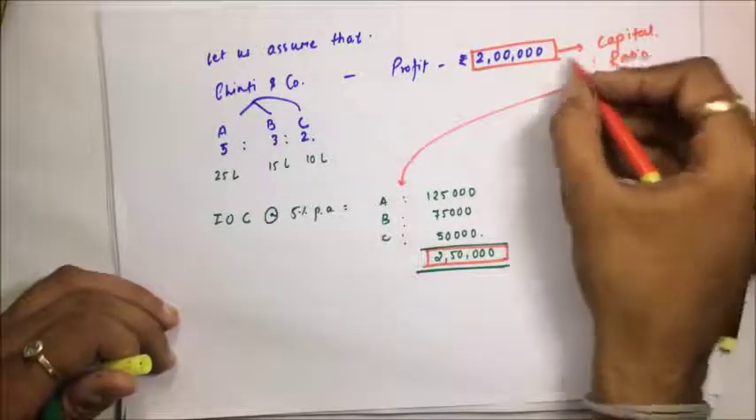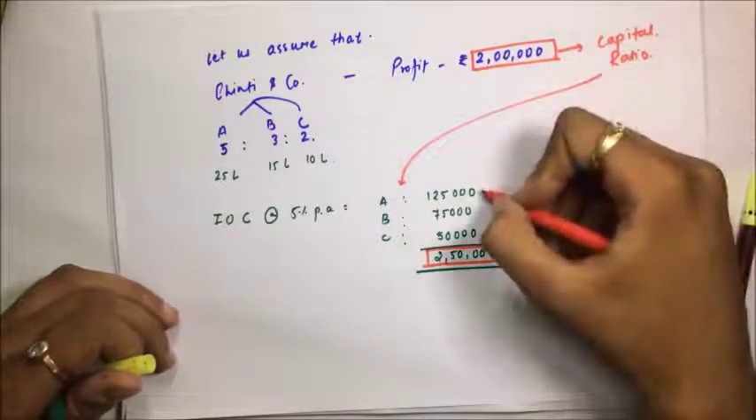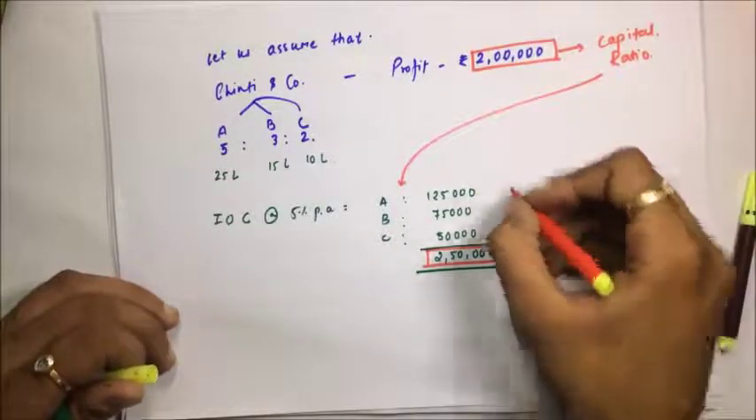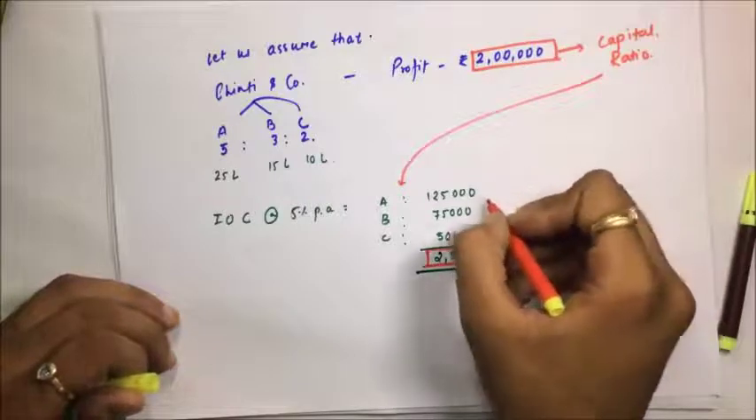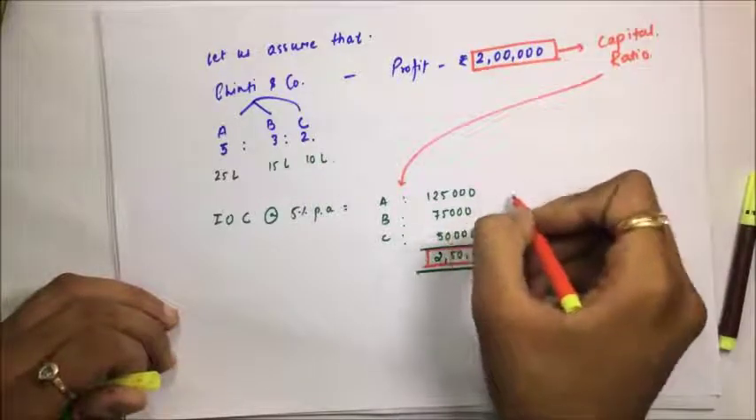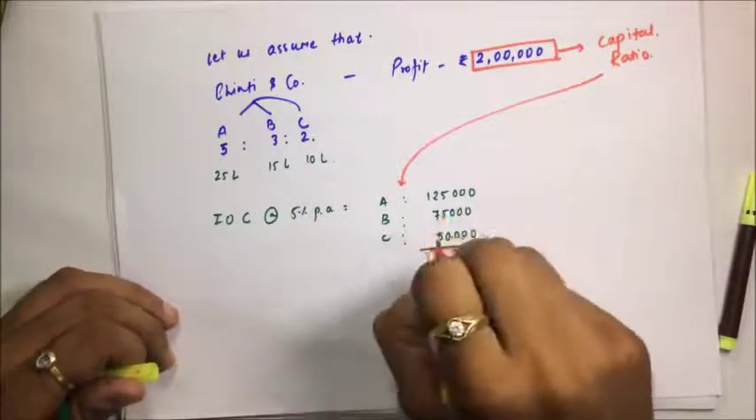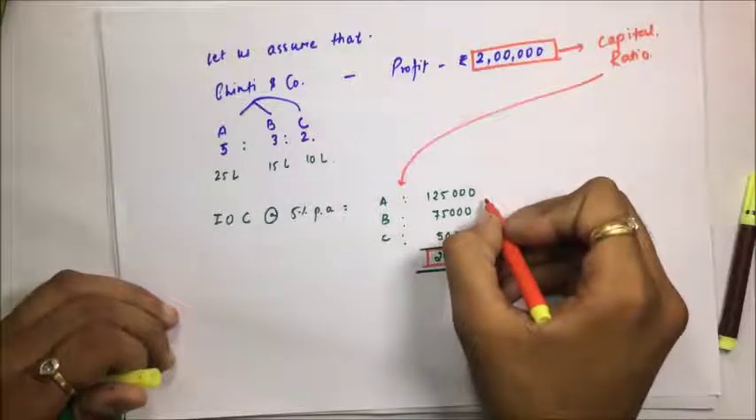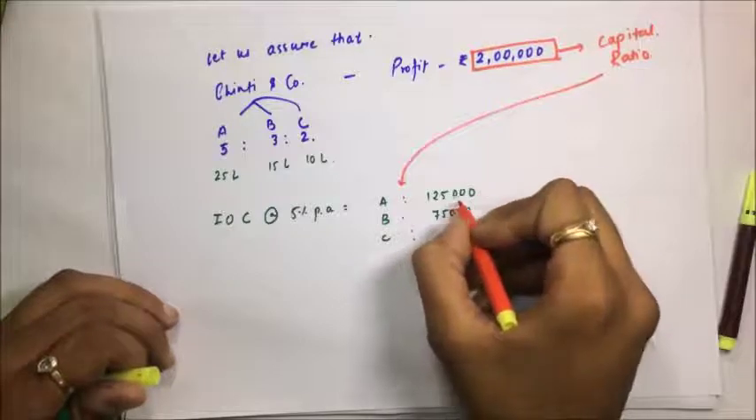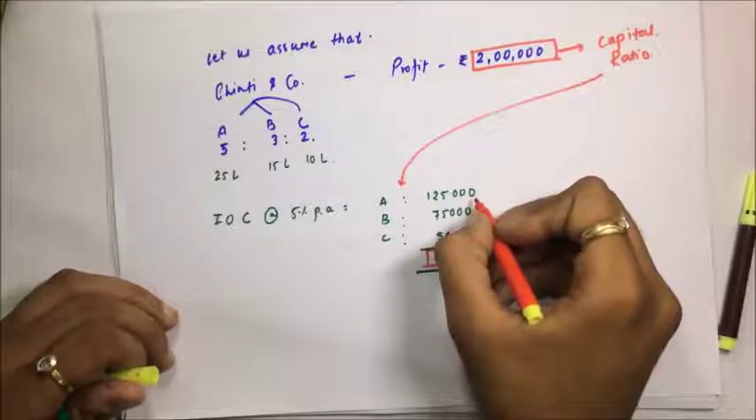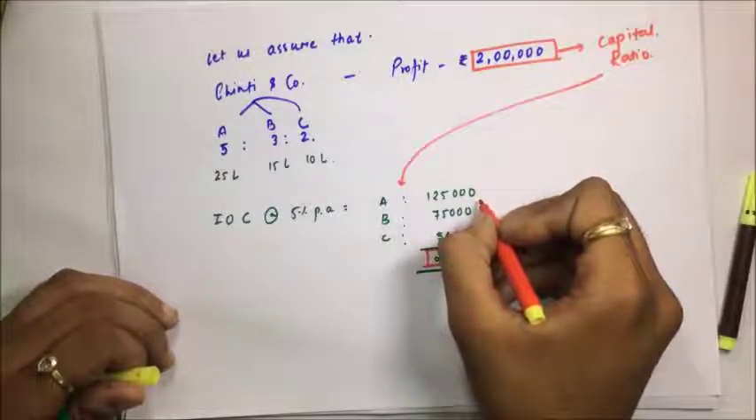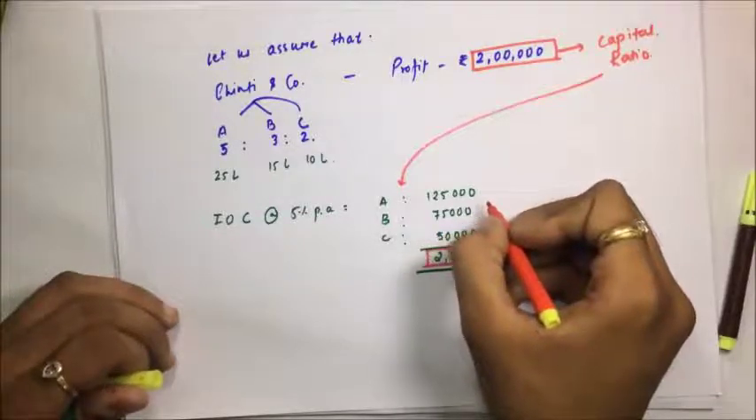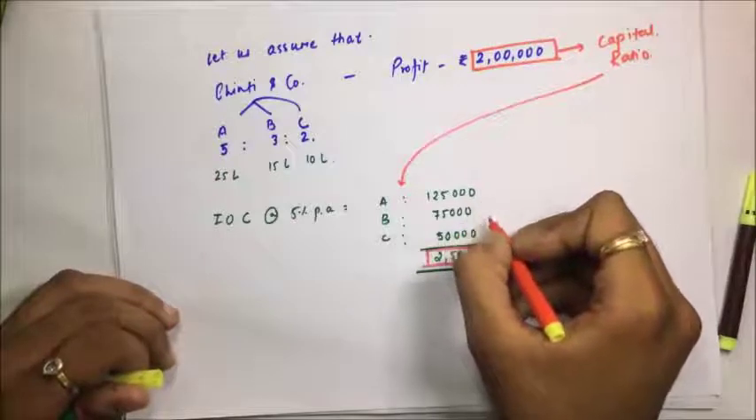If we distribute this profit in the capital ratio, we are just doing that. We are giving the same percentage of interest on capital to each partner. If this partner is entitled to 1,25,000 of interest on capital, then we are giving him 80% of the amount of his interest on capital. Same goes with the other partners.